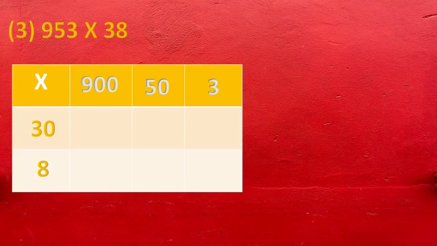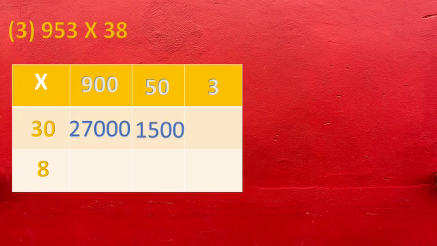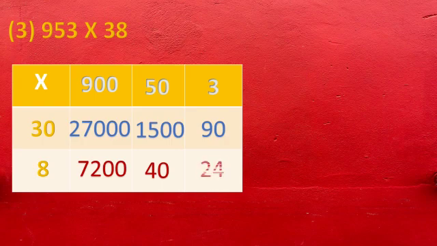Now 3 nines are 27 plus 3 zeros, that is 27,000. Okay, 3 fives are 15, 15 plus 2 zeros, that is 1500. Okay, 3 threes are 9 plus 1 zero, that is 90. Next number is 8. Now let us do the multiplication with the 8. Okay, 8 nines are 72 plus those two zeros which are there at the hundreds place. Okay, 8 fives are 40. You write 40 plus 1 zero which is there at tens place. And 8 threes are 24.